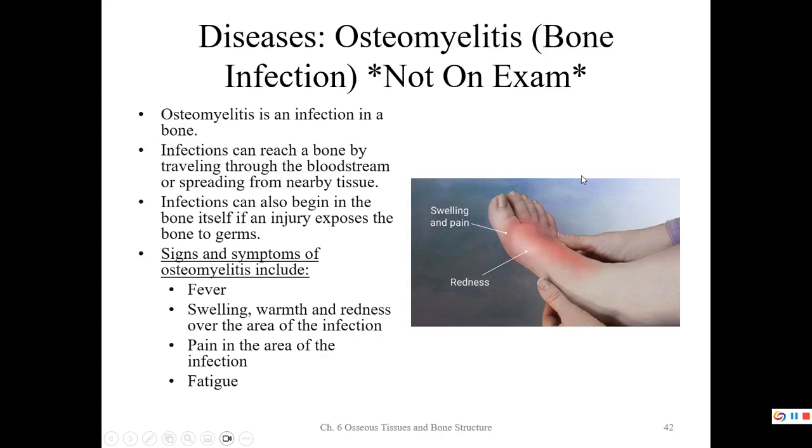Osteomyelitis is a disease that won't be on there, but it's bone infection. Osteomyelitis, infections of bone. They can reach the bone by traveling through the bloodstream. They travel basically through the Volkmann's canals, one of the ways they can spread throughout the bone. Infections can begin in the bone itself after injury. Bone gets exposed to germs. Usually bone is a sterile tissue, so you will see normal signs and symptoms of infection, including fever, swelling, warmth and redness, pain in the area, and fatigue. The normal signs and symptoms of infection.